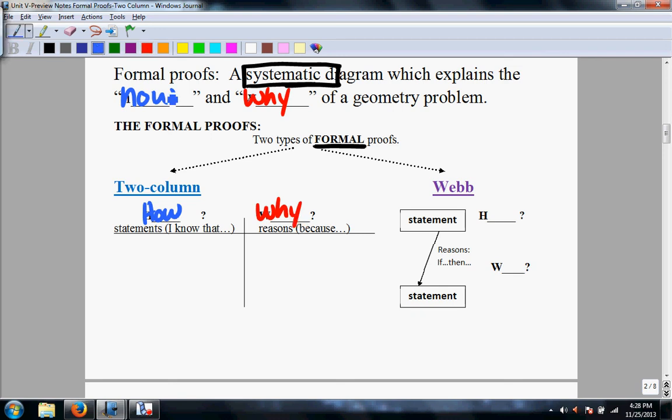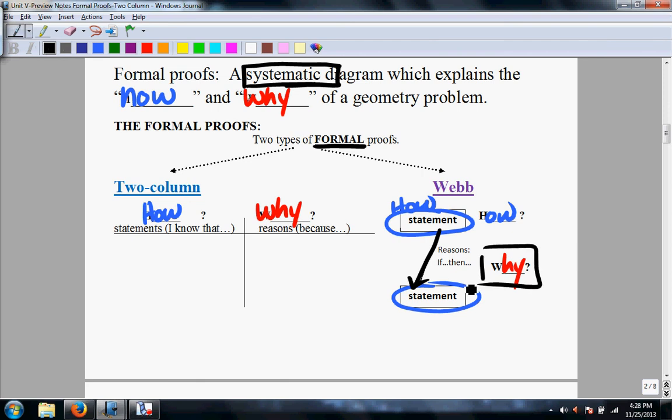In a web proof, you have the different hows as chunks or webs. That would be the how. And the why you put as connectors between. So the why shows the connection from this statement to this statement: why can you make that conclusion? So webs actually show how things fit together. So that's two-column and web, and the two-column and the web are also called formal proofs.